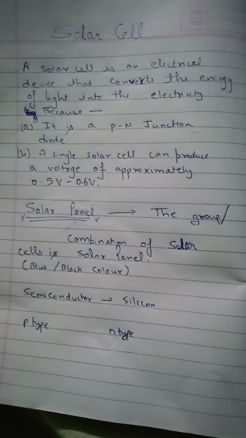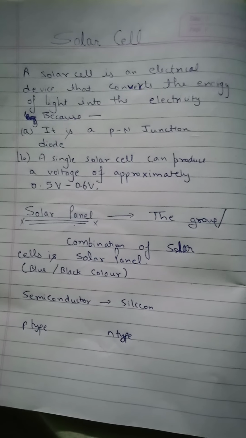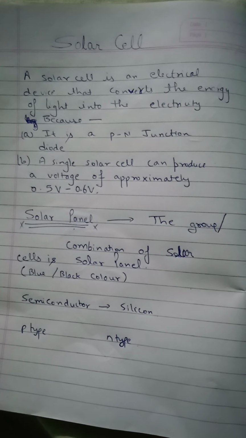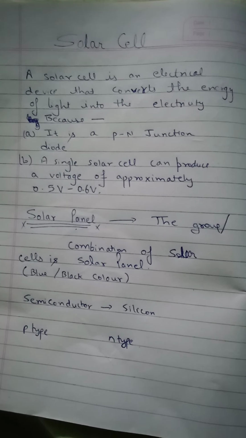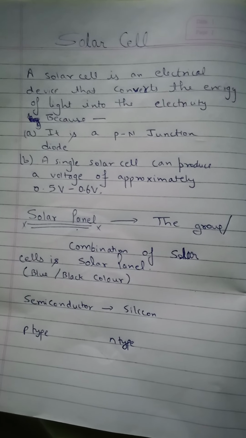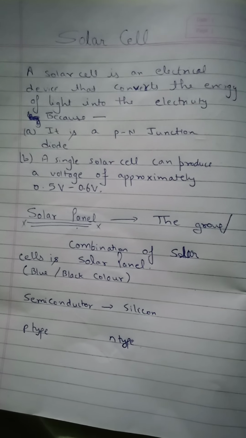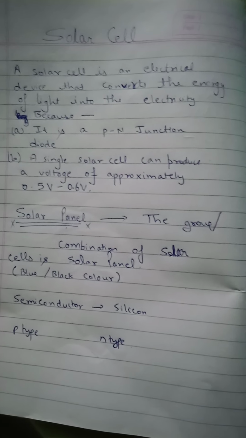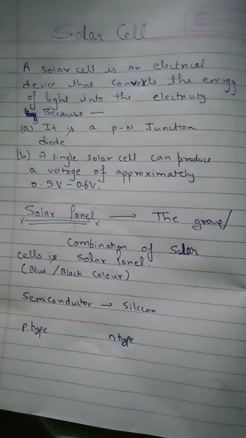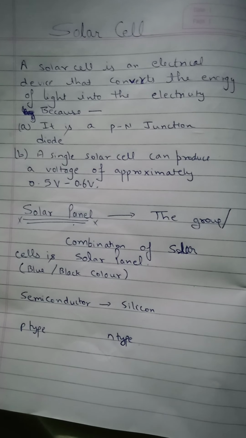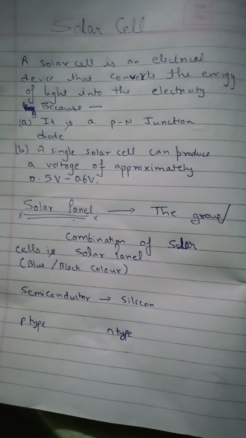You can see some street lights, or in any other place you can see solar panels. So what are solar panels? A solar panel is called a group of solar cells. It is generally black or blue in color. In daytime it gets the energy from the sun and charges itself, and at night it gives us light from the energy which it created from the sunlight.